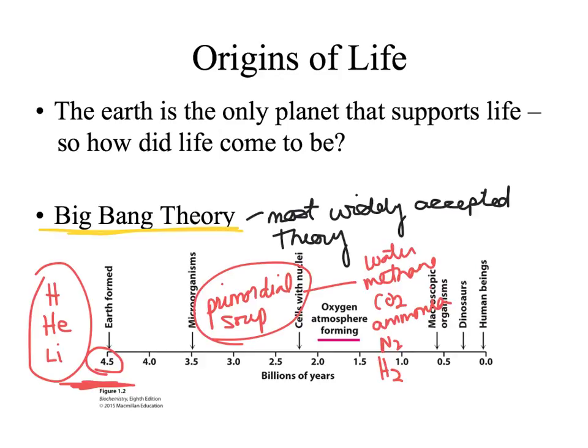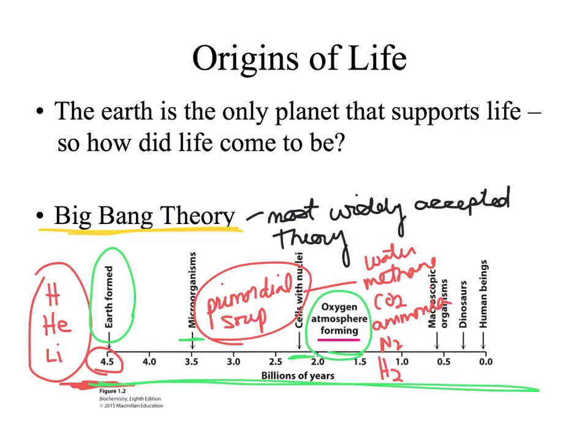Now you can see here on this timeline, there's been a lot of change. So you had the Earth formed, really primitive atmosphere, started to form these microorganisms about 3.5 billion years ago. Cells with nuclei weren't formed until somewhere between 2 and 2.5 billion years ago. Then we started to get this oxygen atmosphere forming. Then we ended up with the macroscopic organisms, then the dinosaurs, and then human beings. So there's been this change in what's present over time.